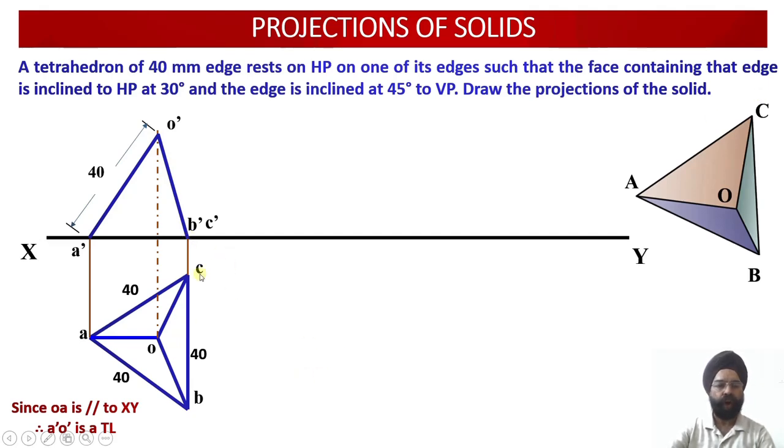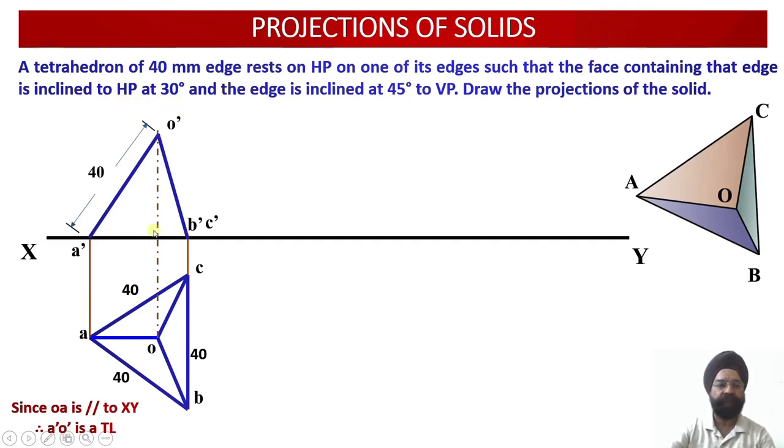Now the top view has been obtained. The front view of the tetrahedron has also been obtained. Now in the second case, we have been provided that this tetrahedron is resting on the horizontal plane on one of its edges such that the face containing that edge is inclined at an angle of 30 degree to the horizontal plane. So you see, this is the face containing that edge, that is the bottom or the base. So A dash, B dash, C dash, this is the bottom face. So this is inclined at an angle of 30 degree to the horizontal plane.